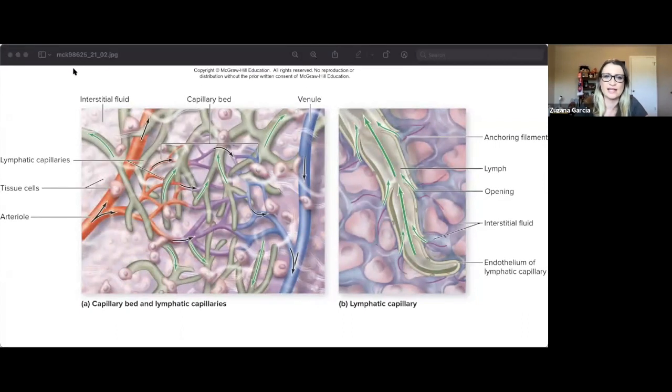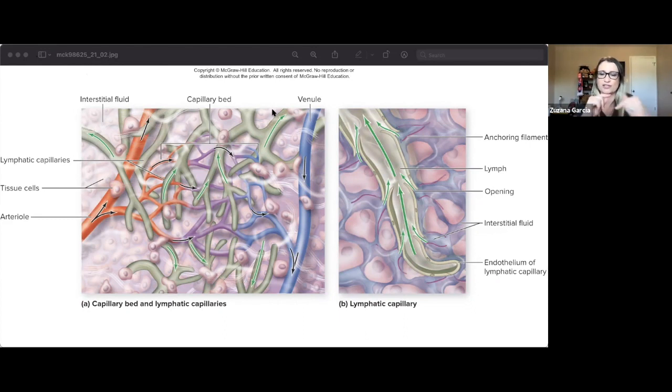So here you see the image of the lymphatic capillary. And notice that lymphatic capillaries are located in the capillary beds. You've got to have this blood capillary bed in the area so that the lymphatic capillary has something to absorb, or to take in. So where you don't have blood capillaries, you would not have lymphatic capillaries in those areas either. Lymphatic capillaries are closed-ended or blind-ended.